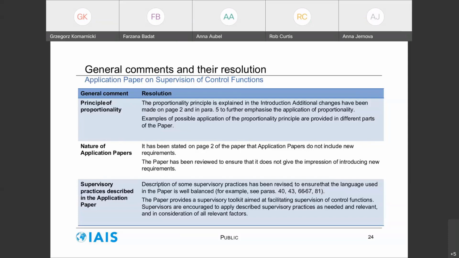And this paper has also been reviewed to ensure that it does not give the impression of introducing new requirements. So hopefully that helps address some of the potential concerns. In this regard, we have a revised description of some supervisory practices to make the language more balanced. We would also like to highlight that in general, the paper offers a number of good supervisory practices. However, supervisors should apply described practices as needed and relevant, and in consideration of all relevant circumstances.